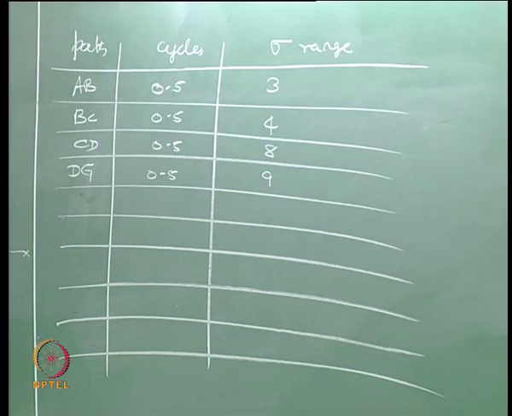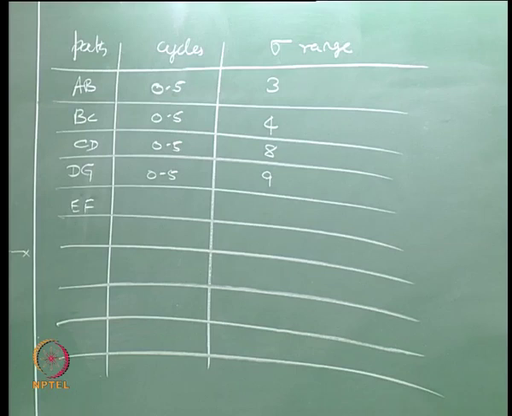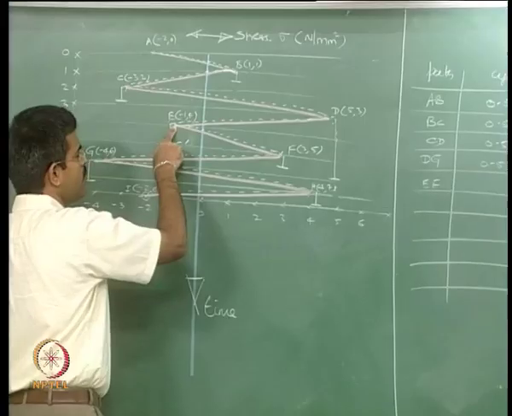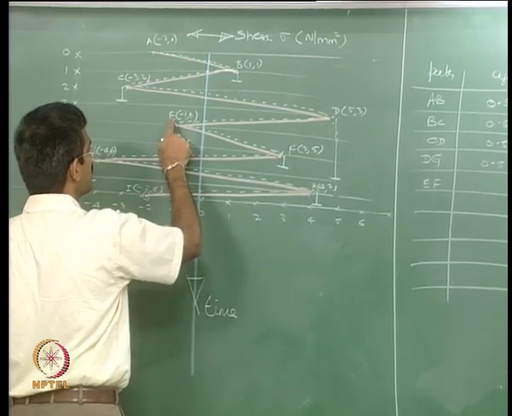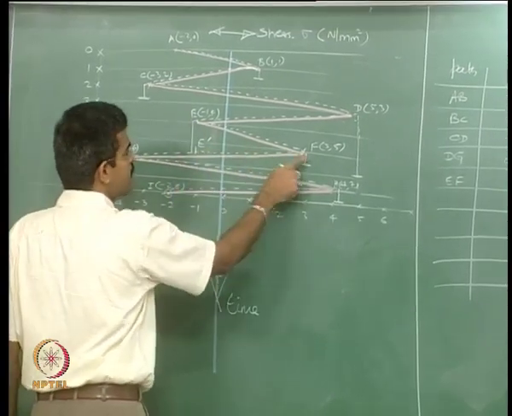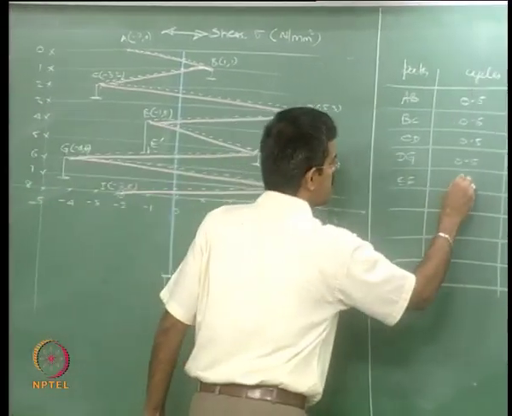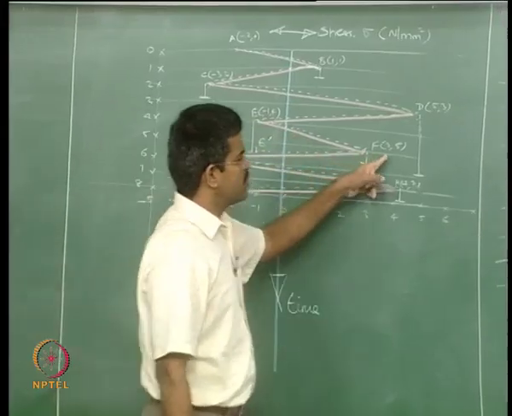Let us say EF. Now E started from the valley here, moved to the peak, and it terminated at the point where the rain flow is dropping from the roof above. So there is a full cycle completed, is it not? So I should say this as 0.5 into 2, one cycle, and the value is -1 and 3, it becomes 4.